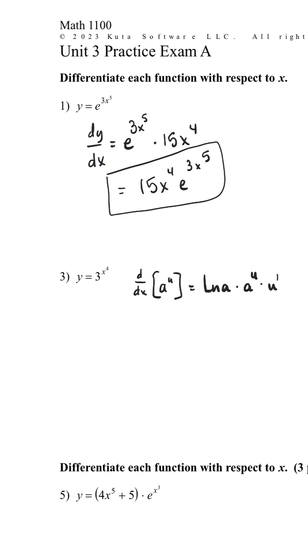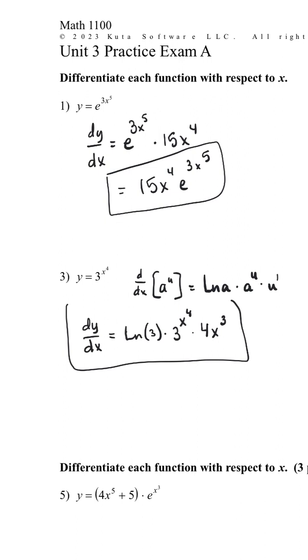So the base a in this case is 3, so the derivative of y with respect to x is natural log of 3 times 3 to the power of x to the fourth. And now we do the derivative of u, which is 4x to the third. And there really isn't a standard order that these are supposed to be written in, so that would be an acceptable way to leave that answer.